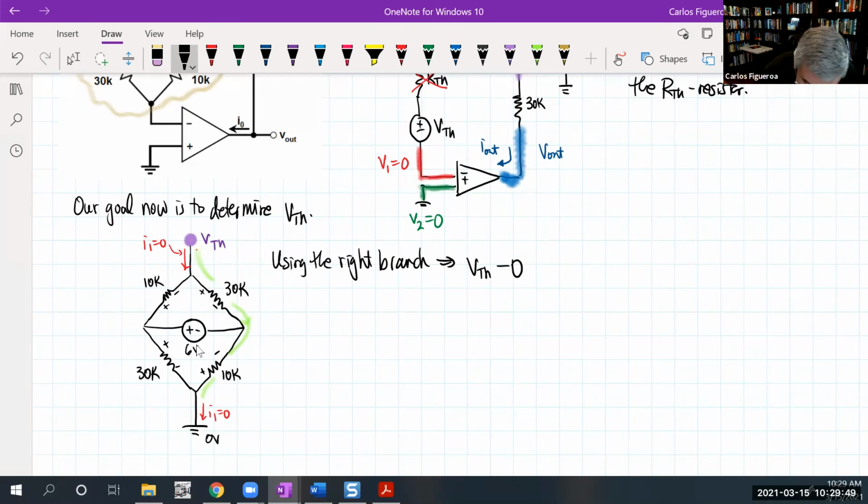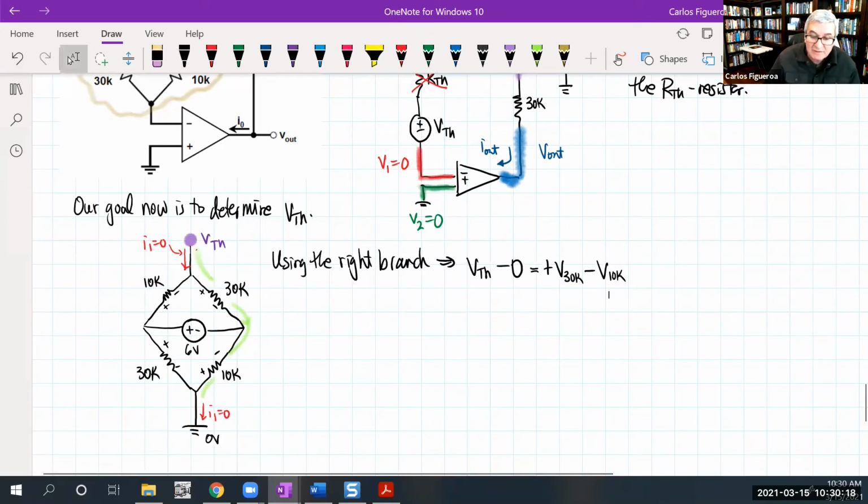So if I look at the path here, I come down, I'm going to hit positive 30. So I'm going to get positive V30K. And then as I come down, you see I'm getting negative V10K. Right? So that's what the Thevenin voltage is here. Now all I got to do is use the voltage divider rule to figure that out.